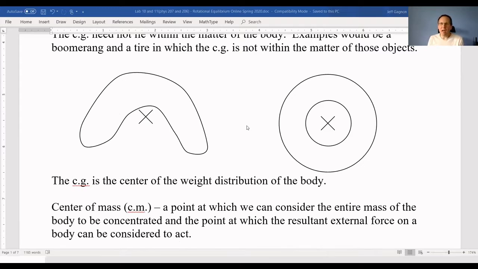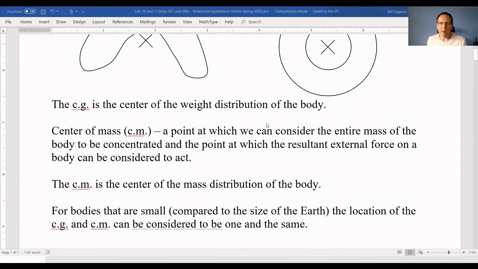If it's something more solid, if this were a solid object, then it would be truly right in the center of the object itself, but it doesn't have to lie within the matter. All right, another definition, and this is going to sound very similar, and in effect it is, but there's a slight difference. It's called center of mass.